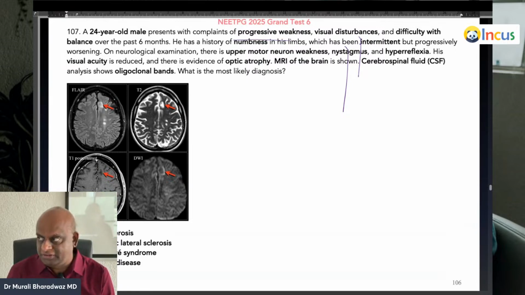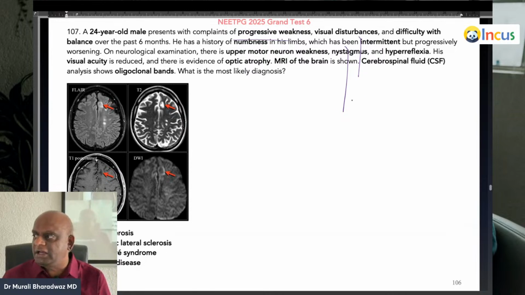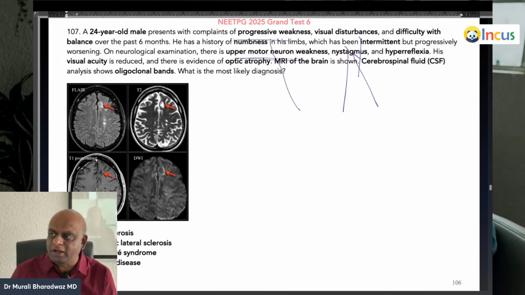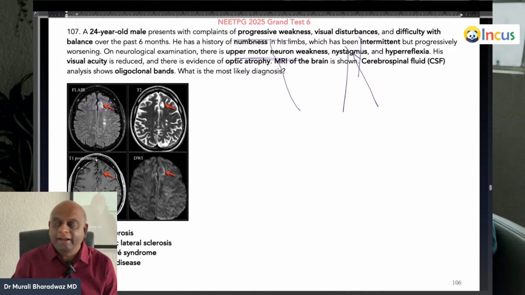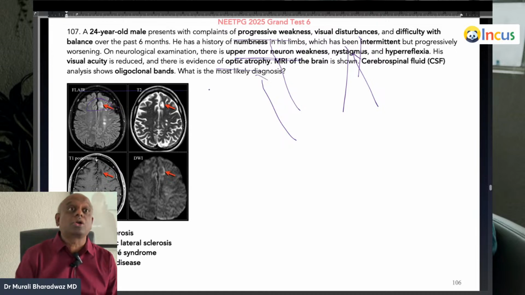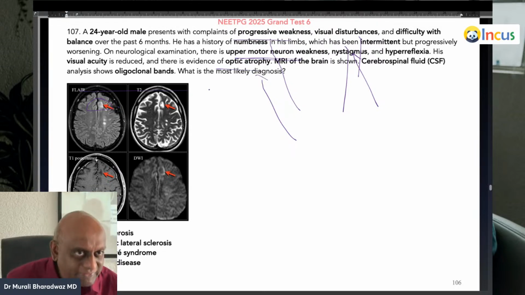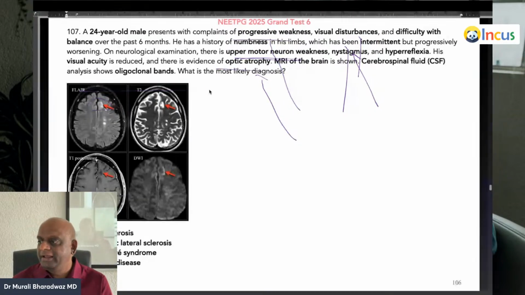24-year-old with progressive weakness and visual disturbances. Difficulty in balance. There is a nystagmus, hyperreflexia, nystagmus due to internuclear ophthalmoplegia. Upper motor neuron weakness because of the demyelination happening in the cerebral cortex. And the optic atrophy due to the optic neuritis. And there are oligoclonal bands in the CSF, which is an important feature of multiple sclerosis, is what you have to basically remember, doctor.